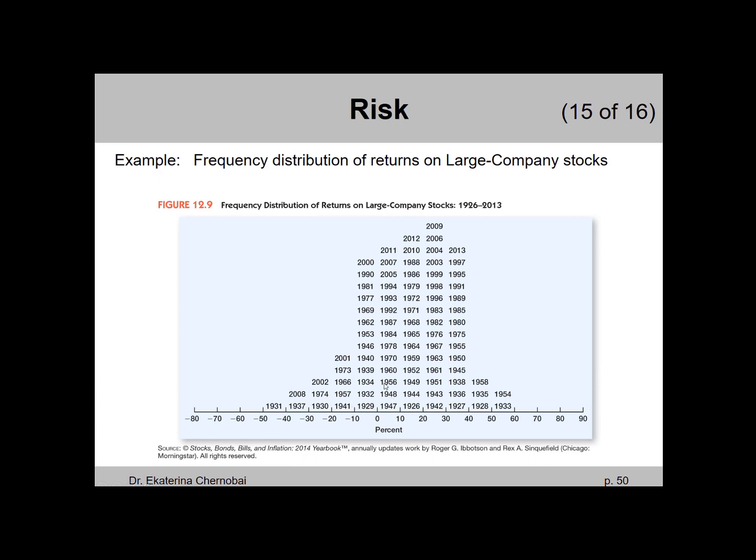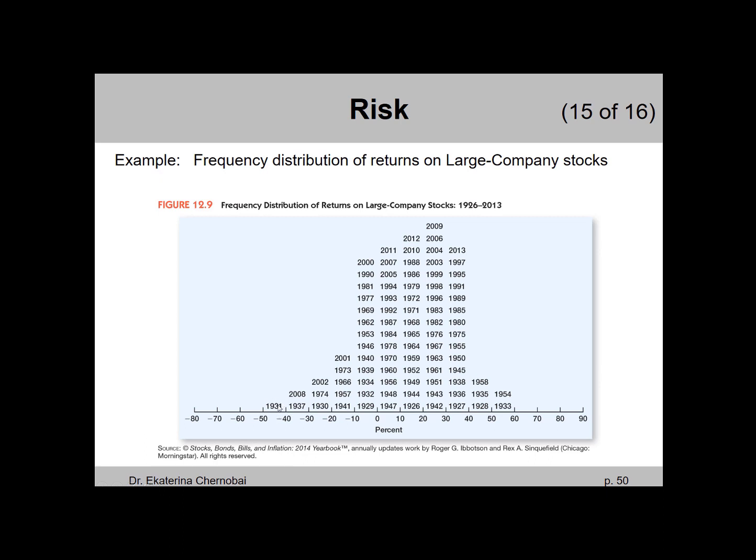And different returns occurred in different years. Some returns were more popular, like the tallest column is for the return between 20% and 30% in 1 year. That's where we have the most years in which it occurred. And so we increase the height of the columns for the return which was more common. And clearly something unusual like losing more than 40% of your money in 1 year only occurred once, in 1931.